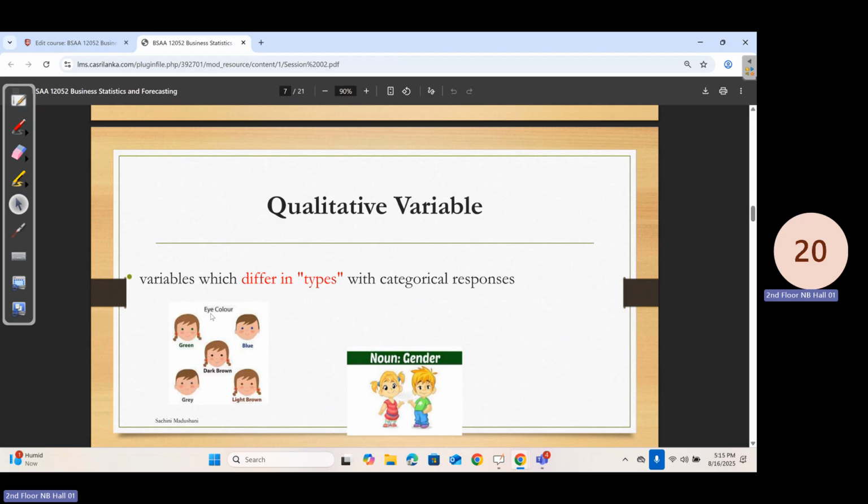Then we studied what methods we can use to collect the primary data. The first method is the questionnaire method. Then we studied what a questionnaire is, what kind of questions we can include, and how we frame the questionnaire. The next method is the interview method. Most qualitative researchers use the interview method to collect data.